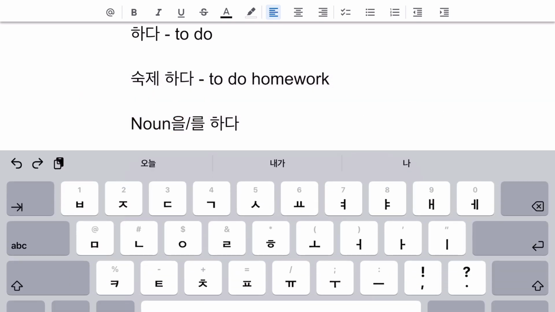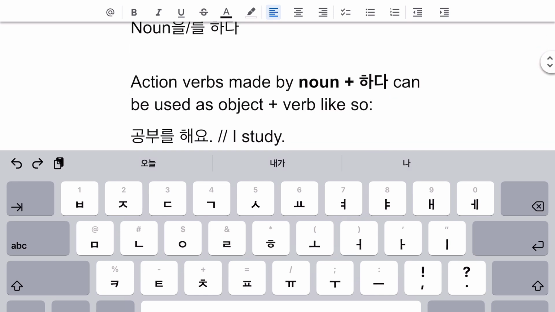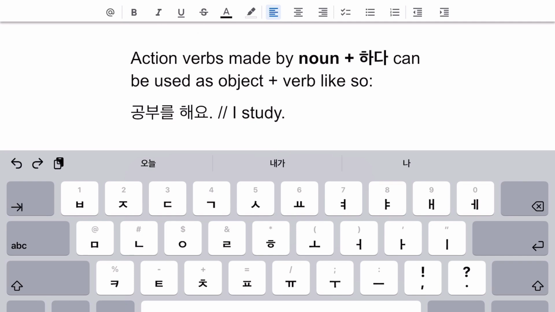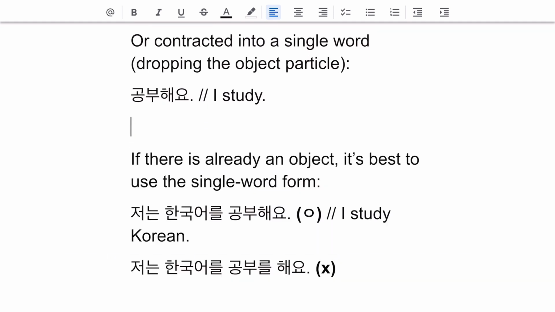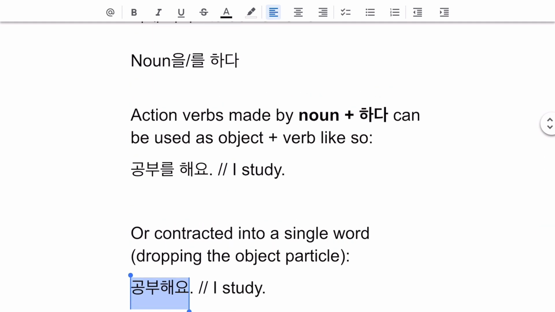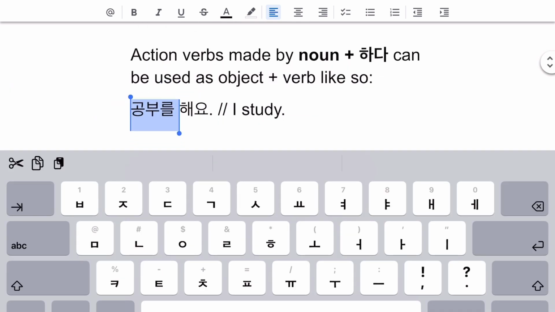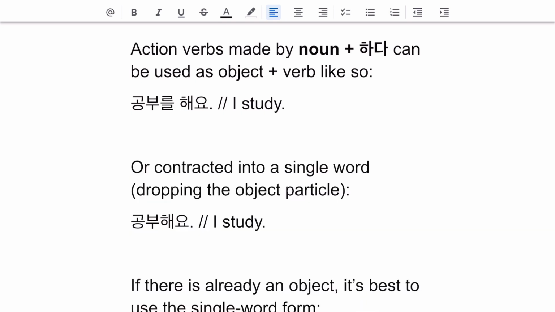So if it says 숙제를 합니다, 숙제를 해요. What am I doing? I'm doing homework. So action verbs, a lot of times just noun plus 하다, as I said before. So I study, 공부를 해요, right? It's usually 공부하다, 공부해요, but it may get split in half like this: 공부를 해요. And then we're going to put our object marker on it because that makes it the object.